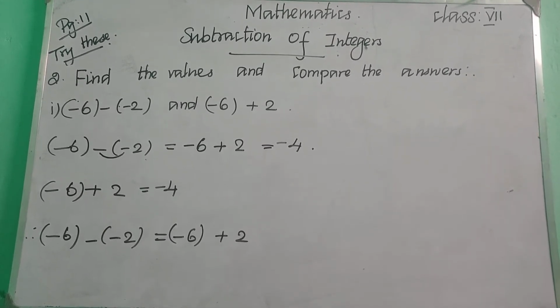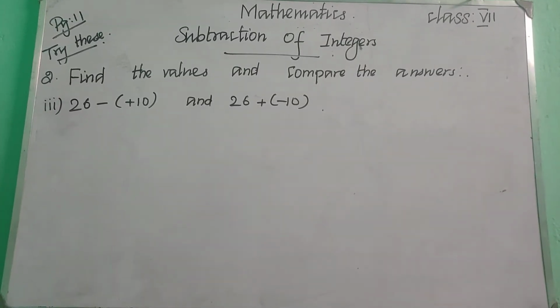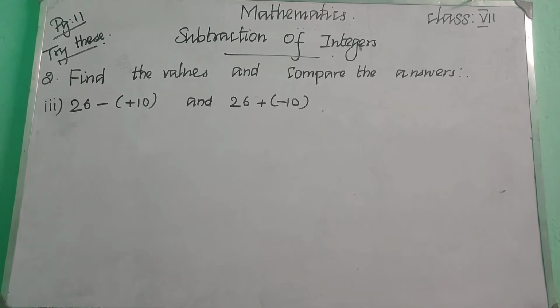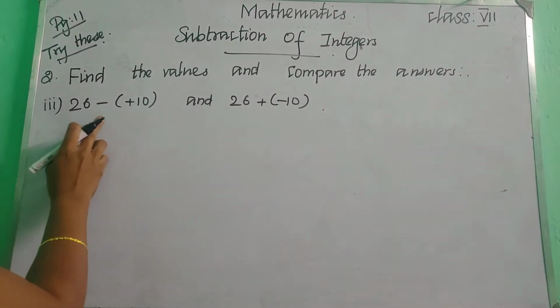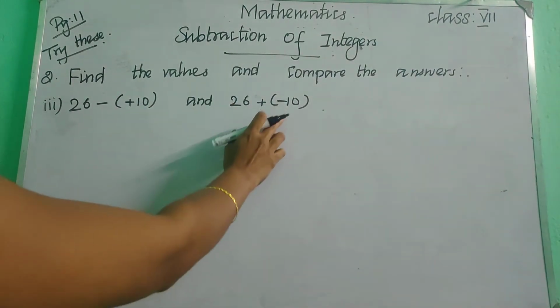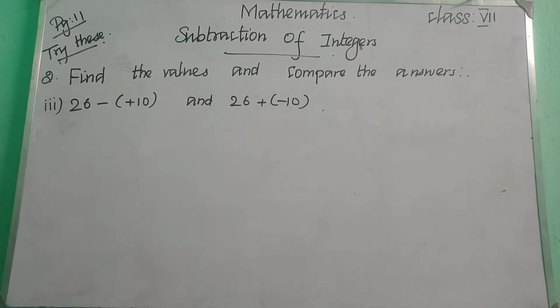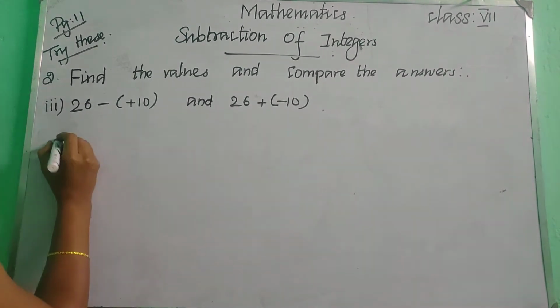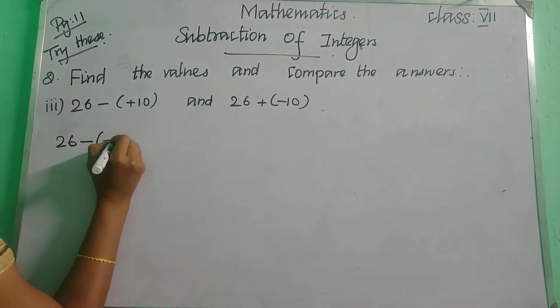And then the second one is your homework, okay? And then see the third one, 26 minus of plus 10 and 26 plus minus 10. So first of all, we need to find the value for this. So 26 minus plus 10.